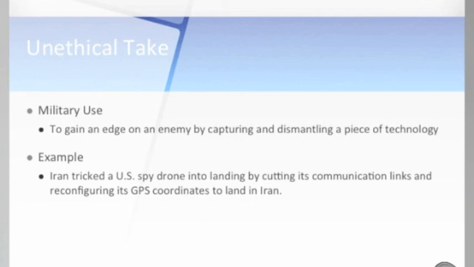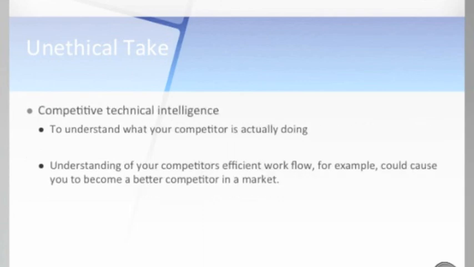Additionally, by using reverse engineering, one may gain an edge on an enemy by capturing and dismantling a piece of technology. In fact, this was the case for our U.S. military. Iran tricked a U.S. spy drone into landing by cutting its communication links and reconfiguring its GPS coordinates to land in Iran. That, my friends, is black box analysis being used for malignant purposes.